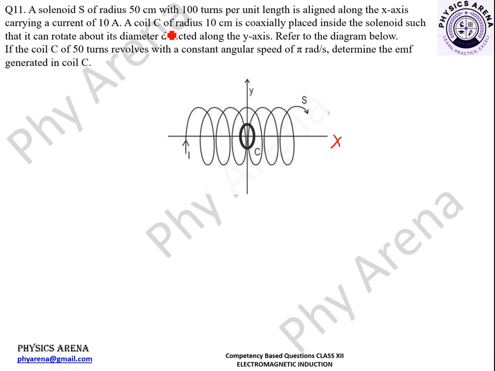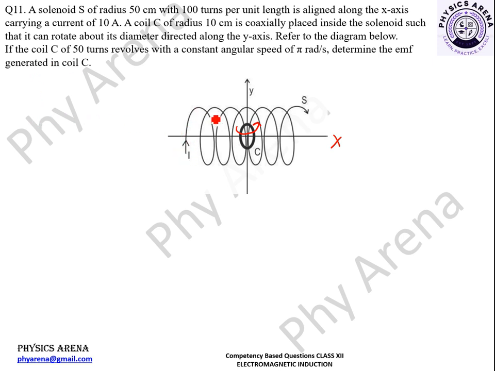A coil C of radius 10 centimeter is coaxially placed inside the solenoid such that it can rotate about its diameter directed along the y-axis. So this is the coil C and it is rotating along the y-axis about its diameter. The diagram is given to us, and if the coil has 50 turns and it revolves with an angular speed of pi radian per second, then we need to determine the EMF generated in the coil.